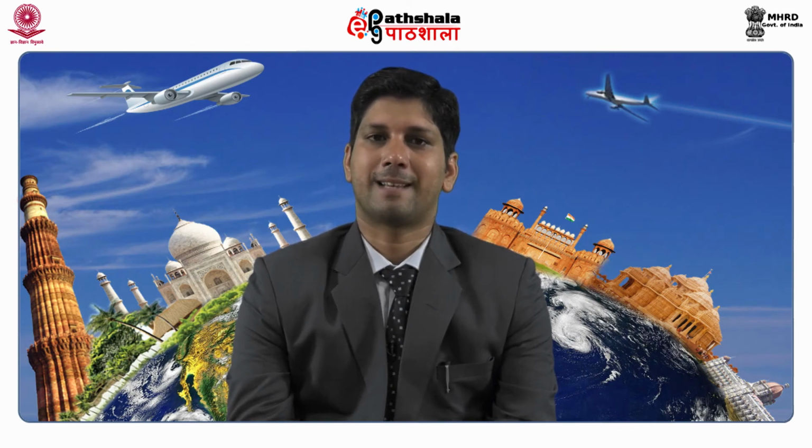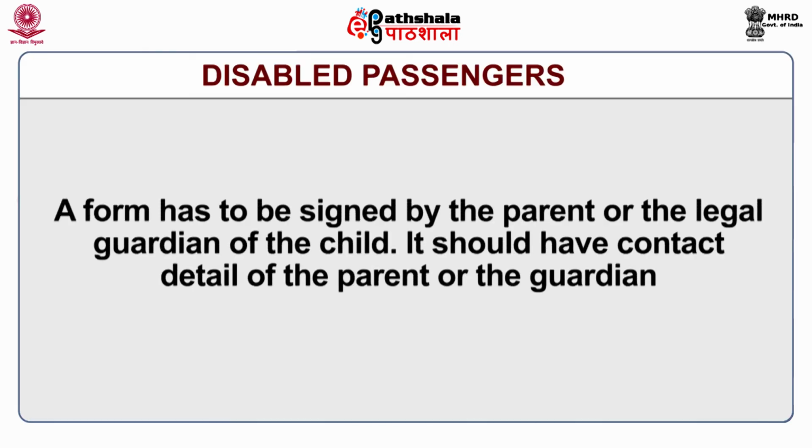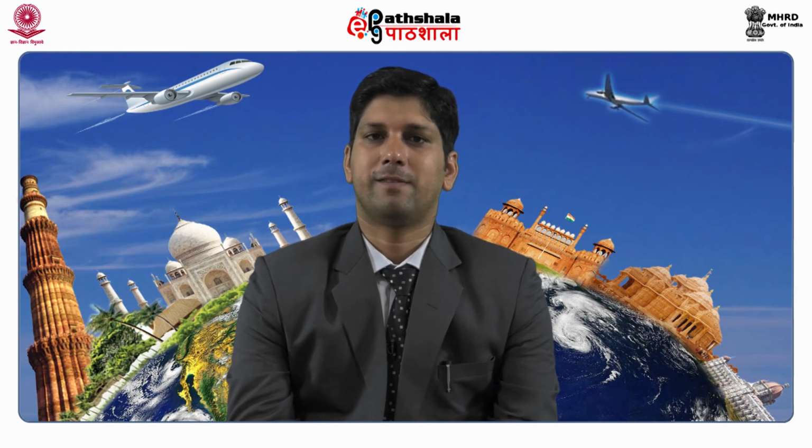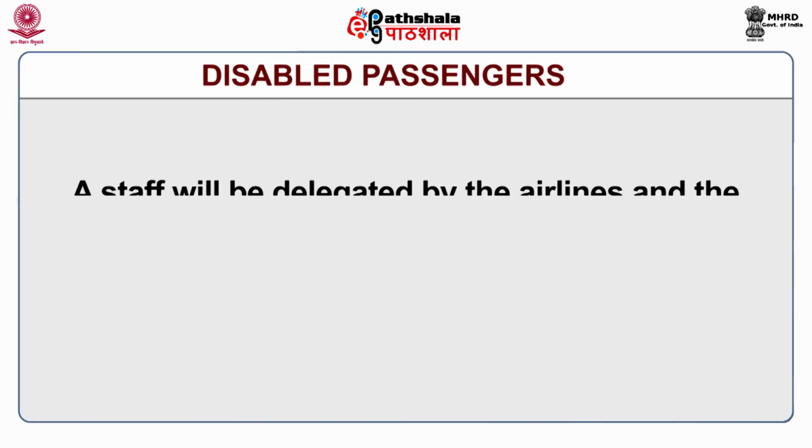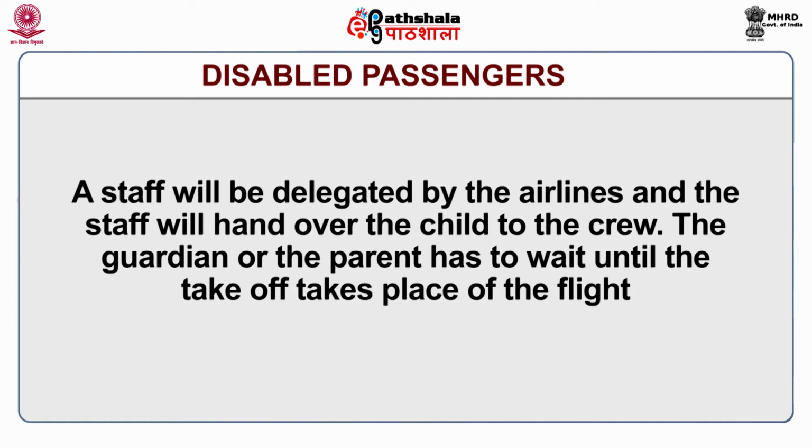An unaccompanied minor has to be present at the airport of departure a minimum of 2 hours prior to the departure of the flight. A form has to be signed by the parent or the legal guardian of the child. It should have contact details of the parent or guardian and also of the person who will receive the minor at the destination. A valid photo identity of the guardian or parent also needs to be furnished. A staff member will be delegated by the airline and will hand over the child to the crew. The guardian or the parent has to wait until the takeoff of the flight.